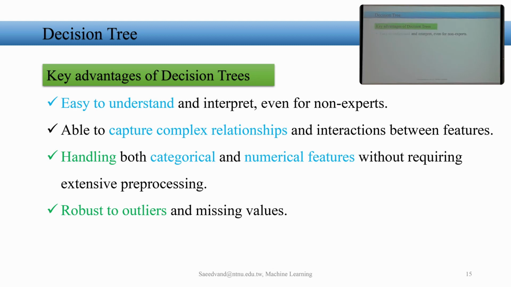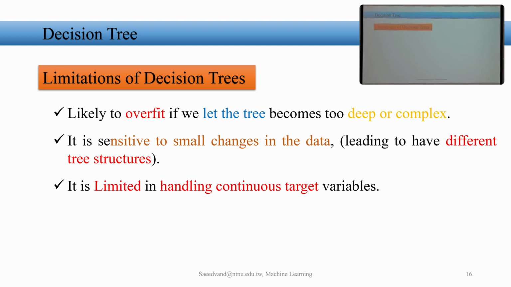What are the key advantages of the decision tree? First of all, easy to understand. Easily you see that you can understand. You don't need to even be very expert in this field. They are able to capture very complex relationships and interactions between features and handle both categorical and numerical features. You saw regression and classification tasks. They were working, no problem. And they are also usually robust to outliers, especially missing values. They usually work pretty well.